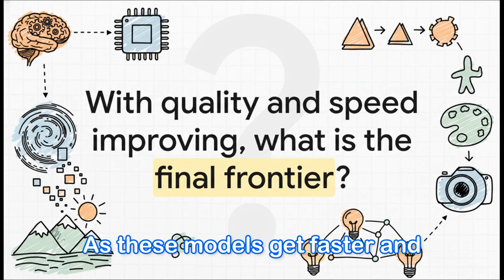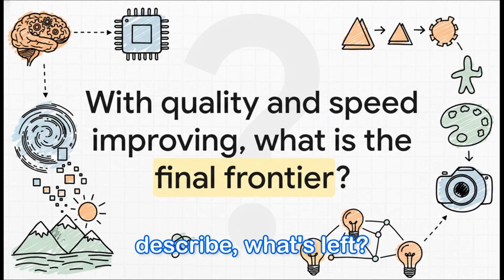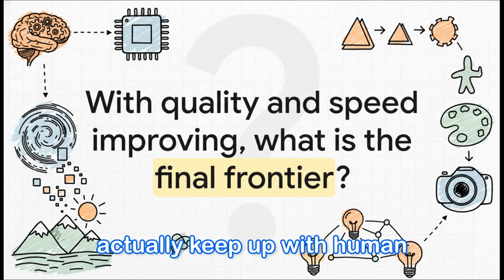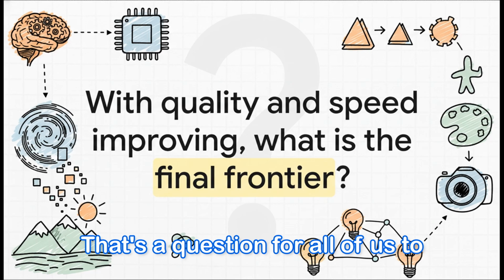As these models get faster and smarter, as they get closer to creating literally anything we can describe, what's left? What becomes the final frontier when technology can actually keep up with human imagination, pixel for pixel? That's a question for all of us to think about.